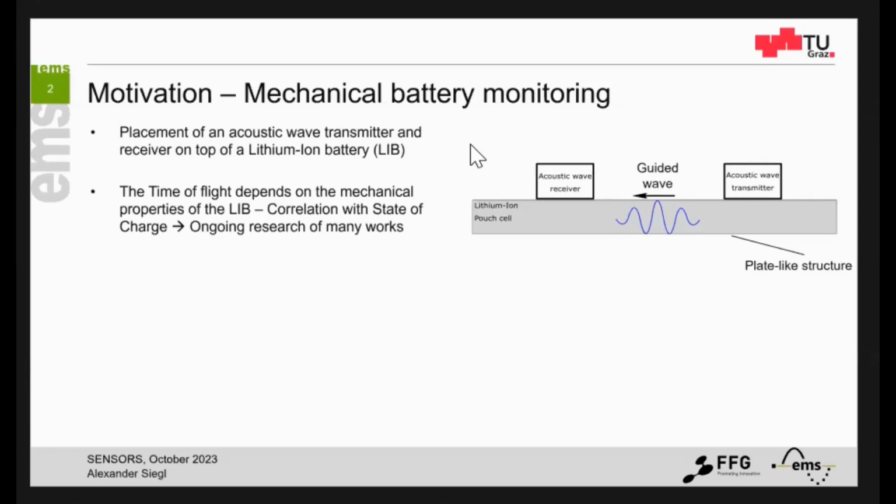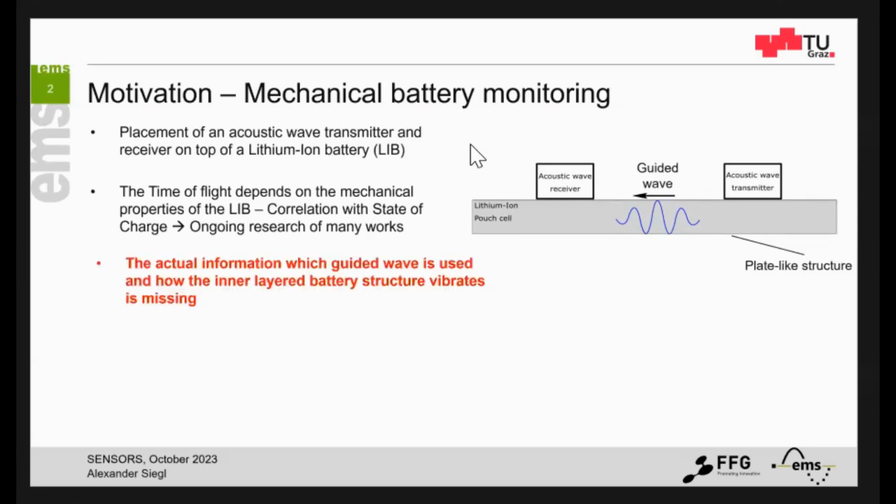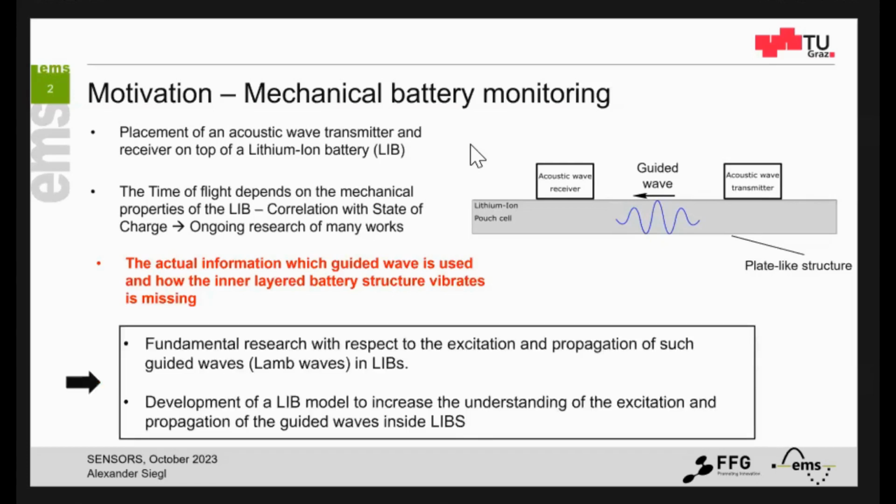Considering that the pouch cell is a plate-like structure, the theory to describe the guided wave inside this battery is Lamb wave theory. Actually, there is a complete lack of information on which guided wave is used inside this battery, and it's not shown how the inner structure of the battery vibrates or moves when it's excited. So in my work, I focus on fundamental research with respect to the excitation and propagation of such guided Lamb waves in lithium-ion batteries. We came up with the idea to develop a model which increases the understanding of the excitation and also the propagation of these waves.